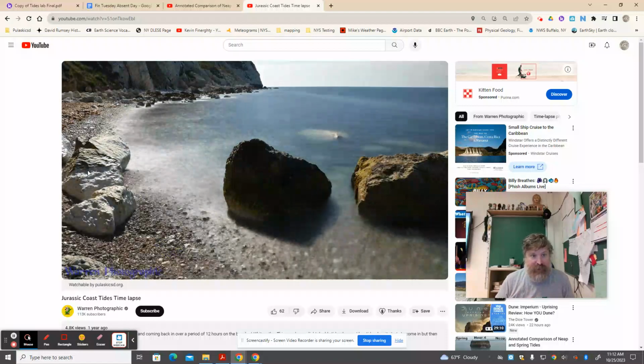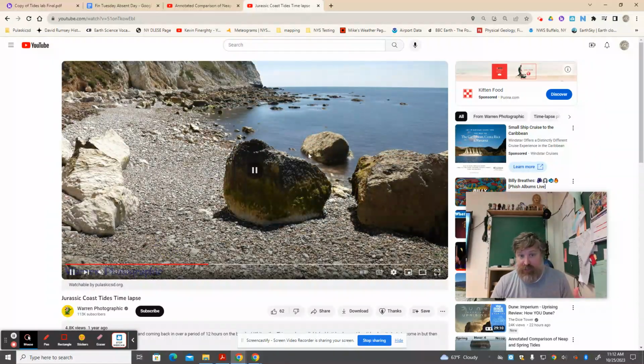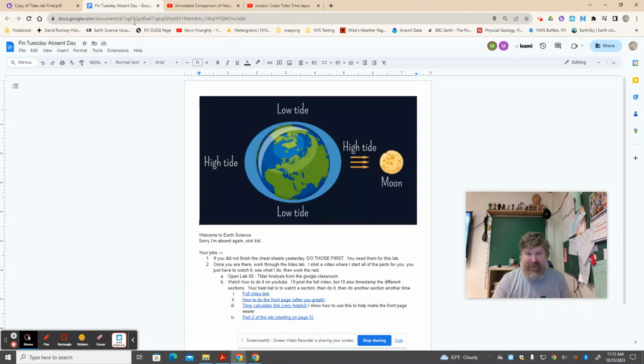So these are some time lapse shots of that. The lab has two parts. The first one is really just considering where the high tides and low tides are and timing how much time passes between them. Now, you should have already done the cheat sheets. That was Monday's assignment. If you didn't, go back and do that. That's first. And then later, come back to this.